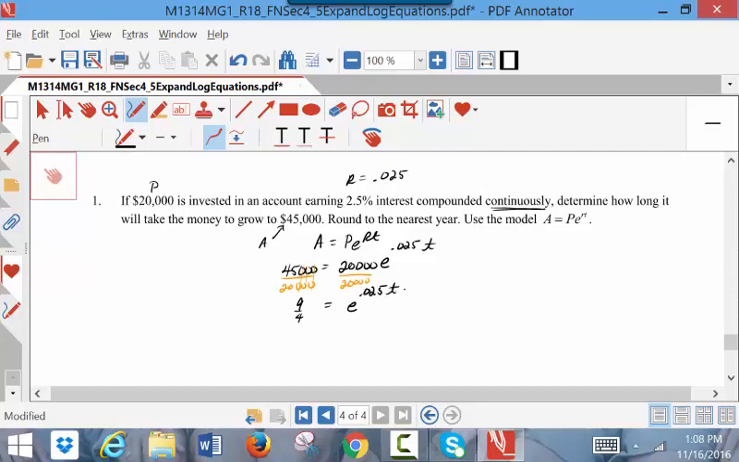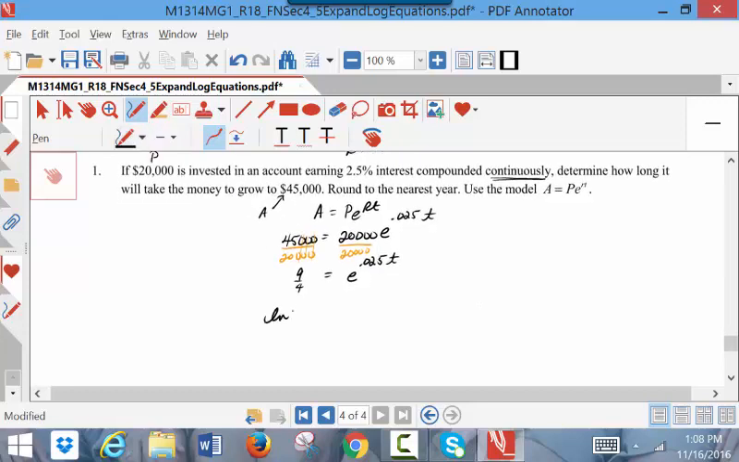Okay, when you get to this step, this might be where you're a little unsure what to do, but in general, this is always going to be the step, so just learn it now and remember it. At this point, you're going to take the natural log of each side of this equation. So you take the natural log of 9/4 and the natural log of e to the 0.025t. Then you have to remember the natural log of e to whatever is the exponent. The natural log of e to an exponent will equal the exponent. So this right side is 0.025t, and the left side is still a natural log.